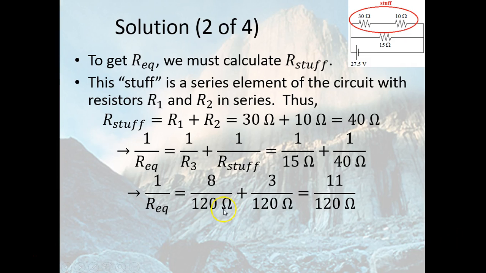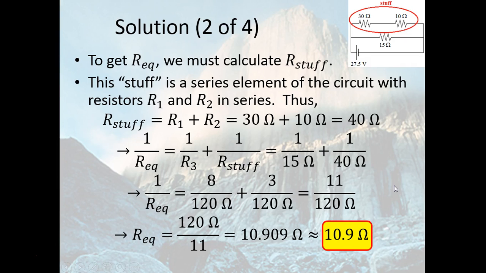So in order to get 120 out of 15, you need to multiply top and bottom by 8. In order to get 120 out of 40, you need to multiply top and bottom by 3. And then when you add that together, you get 11 over 120 ohms is 1 over the equivalent resistance. So the equivalent resistance turns out to be 120 ohms over 11, or 10.909090909, or about 10.9 ohms.